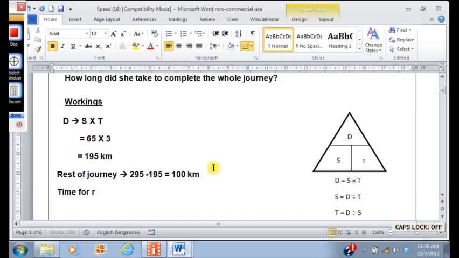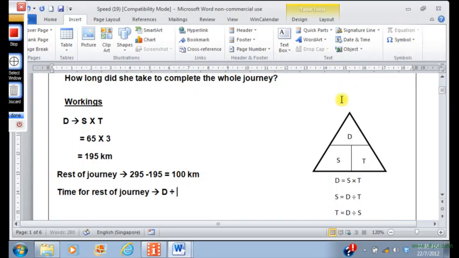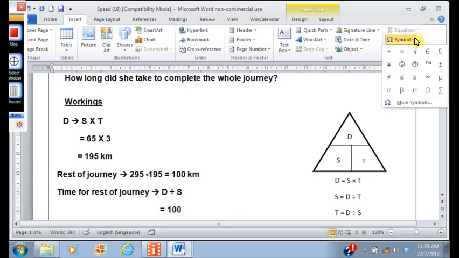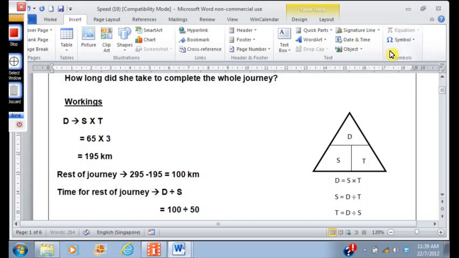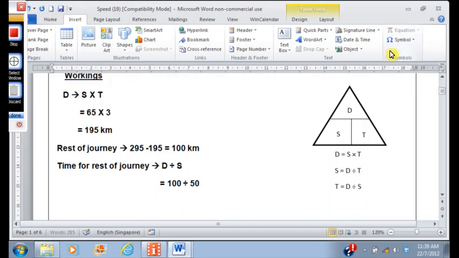Time for rest of journey will be, same thing again, you now take distance divided by speed, and this will be equals to, distance will be 100 divided by 50 kilometers per hour, and that gives you 2 hours.